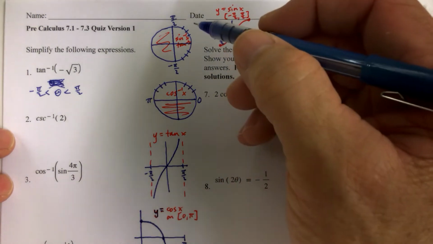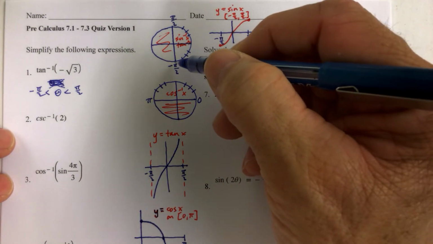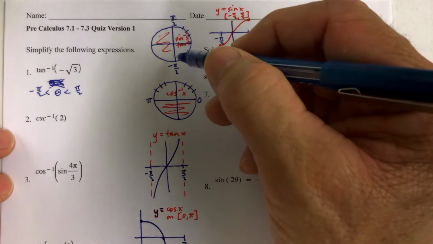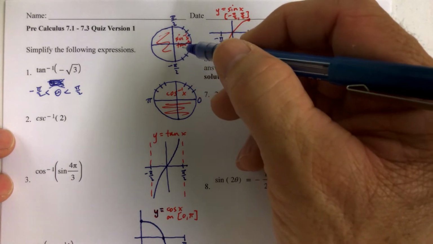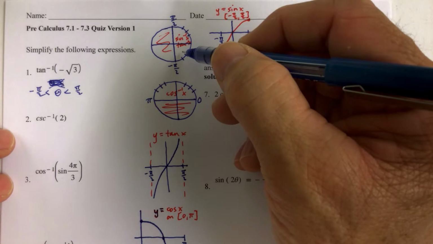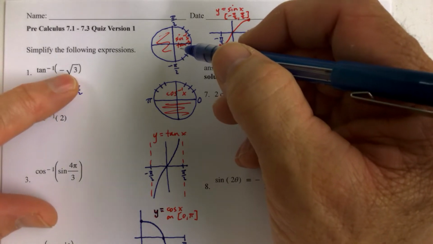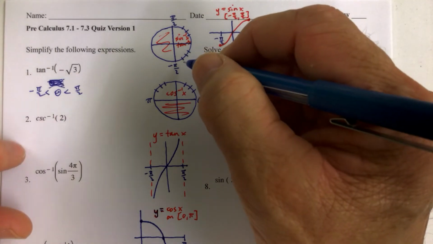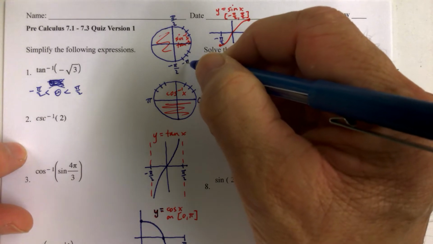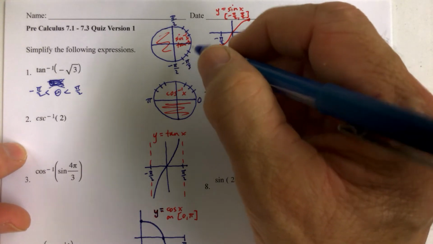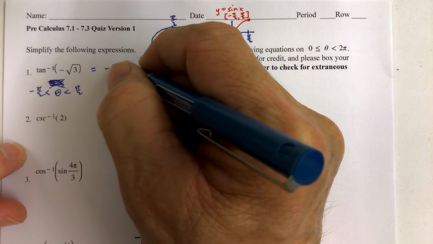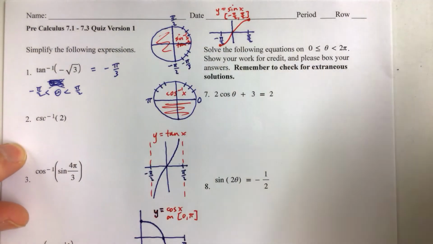And so looking between negative pi over 2 and pi over 2, tangent is negative in the fourth quadrant. Negative radical 3, the angle has to have a 3 in the denominator. So the angle would be negative pi over 3.